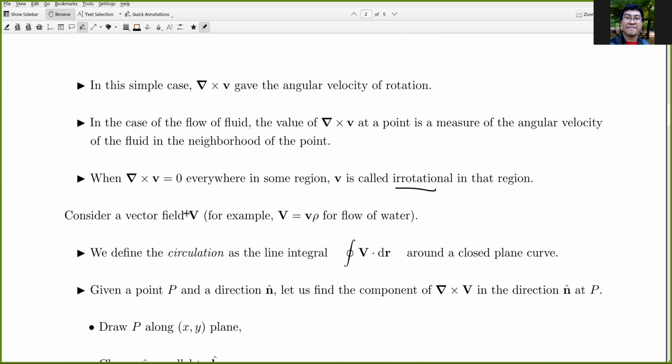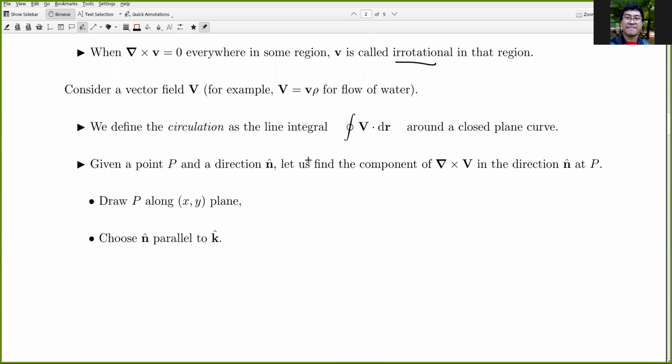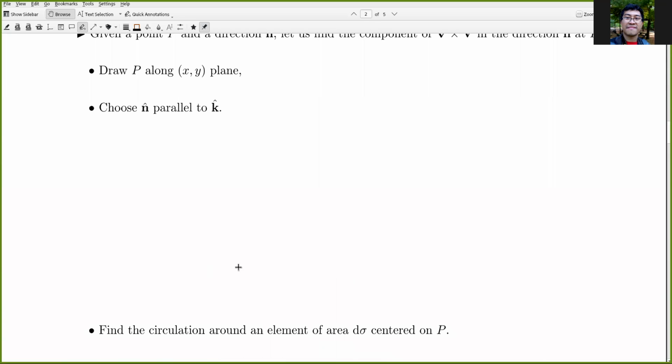Consider a vector field v, capital letter V. For example, for water, that's velocity times the density rho. We define the circulation as the line integral around a closed plane curve. Given a point P and a direction N, let us find the component of del cross V in the direction N at P. So we draw P along the XY plane, and choose N parallel to K.